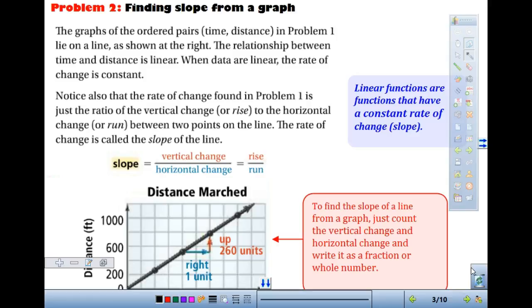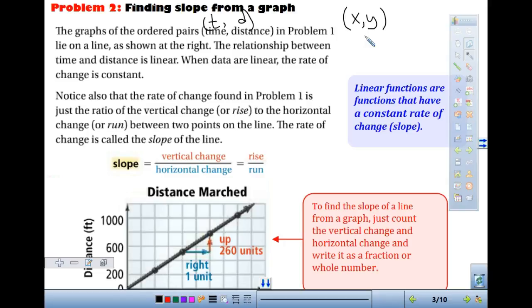So, this is the graph of ordered pairs, time and distance. So a lot of times, if we go to the next page, T is our time, comma, D is our distance. Is that the same as if you would have an X, Y? Yes. They just use those variables of T for time and D for distance. It says the relationship between time and distance is linear. When data are linear, the rate of change is always going to be constant. Notice that you also have a rate of change found in problem 1.